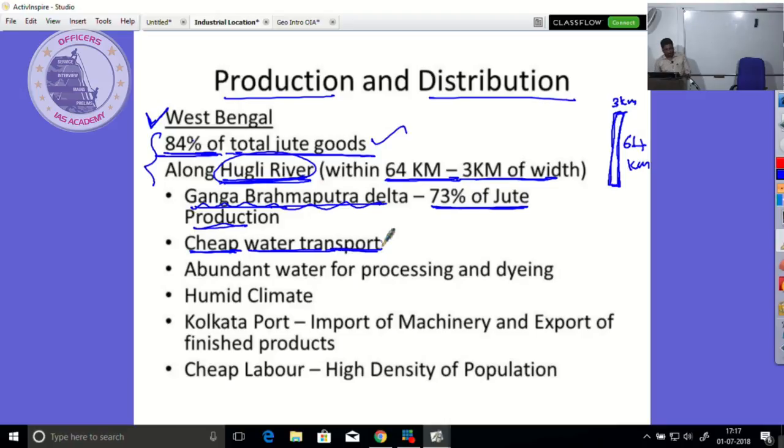And jute production is water intense, sir. If that is the case, abundant water is needed. So wherever you have surplus water, these are the locations selected for jute industrial location. As already discussed, humid climate. Just to tell you, it needs the same geographic climatic condition that is needed for rice cultivation.